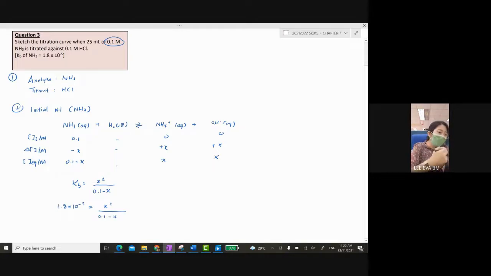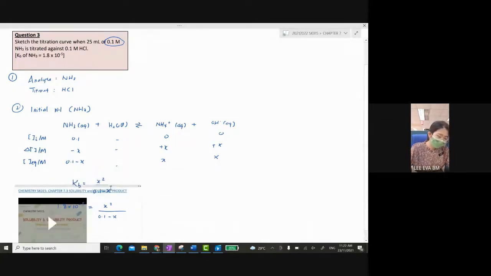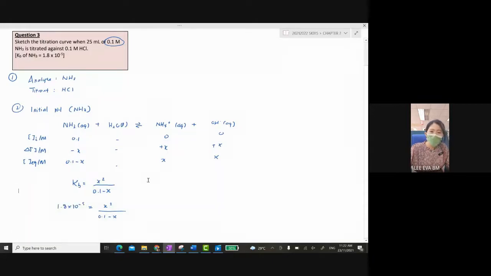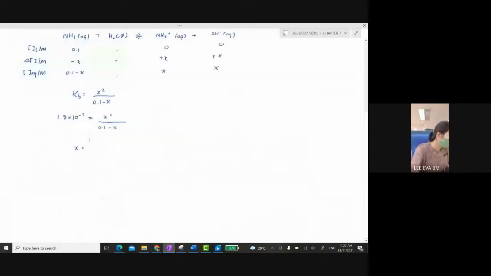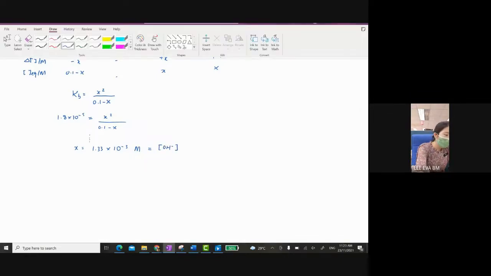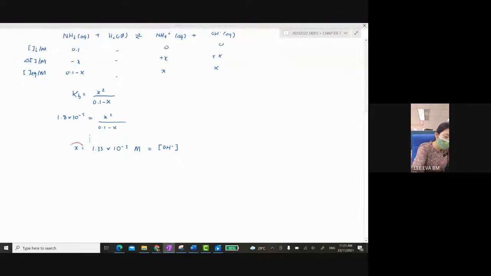Okay, same as before, madam gives you the value of X first, but then you need to practice your quadratic equation. So the value of X over here is 1.33 times 10 to the power of negative 3, which is also the same as the concentration of your OH minus. If you're curious where we find the OH minus, look back at your ICE table.